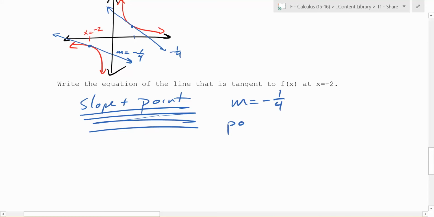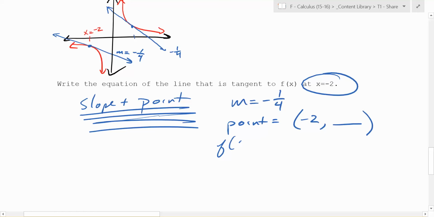We need the point. We need any point. Well, we know the x value. We have to use that point. It's saying at x equals negative 2. So negative 2, but we need the y value. How do we find the y value? Plug it into the function. What is the function? 1 over x. So what's the y value? Negative 1/2.